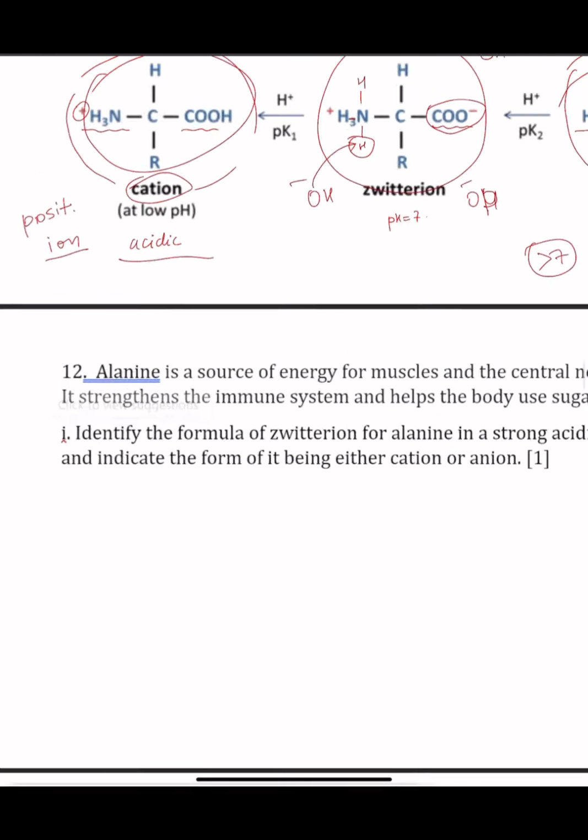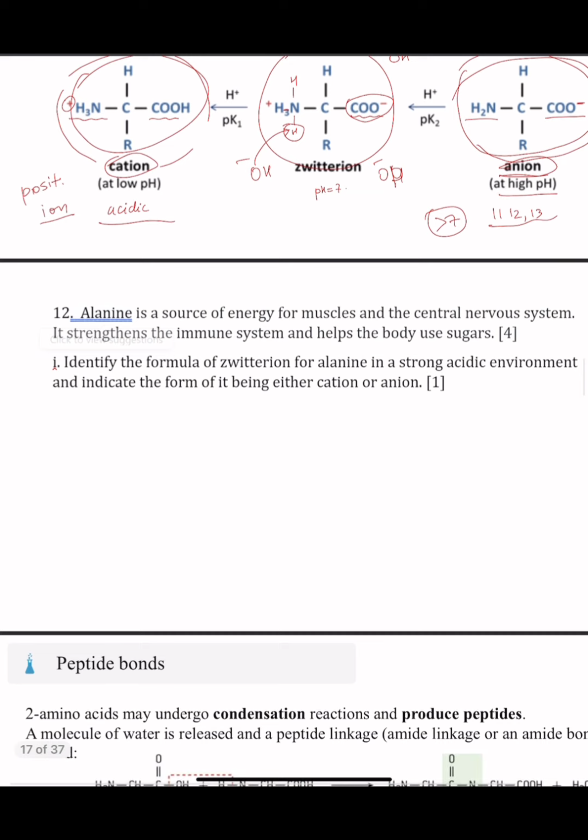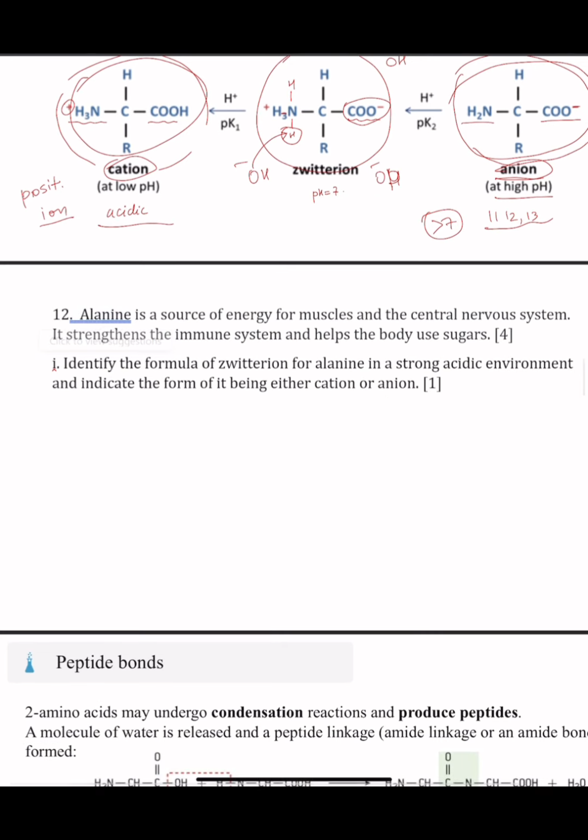Alanine is a source of energy for muscle and the central nervous system. It strengthens the immune system and helps the body use sugars. Okay, this is general information. Now it says identify the formula of the zwitterion for alanine in a strong acidic environment. So I know that this is going to be an acidic environment.